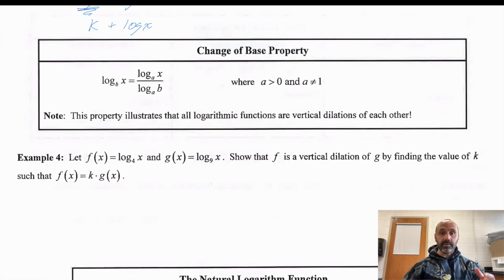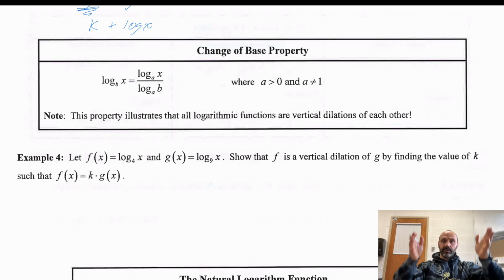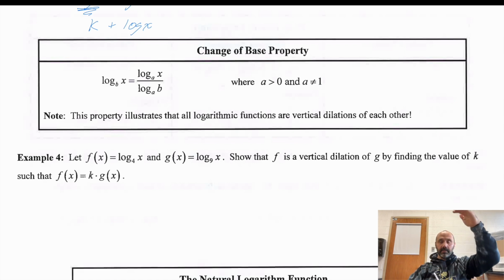Here's the change of base property, and this was the trick that I showed you in some calculators for changing the base. It's hard to change the base sometimes. It's a little tricky. So instead of changing the base, you can just take log base anything of something and put it over log base that same thing over whatever you want the base to be. And so what this shows us, like we just said, is that all logarithmic functions are just vertical dilations of each other. So it's like taking the original function and dividing by something. So you're just expanding it or shrinking it vertically.